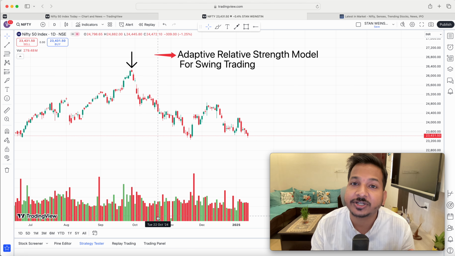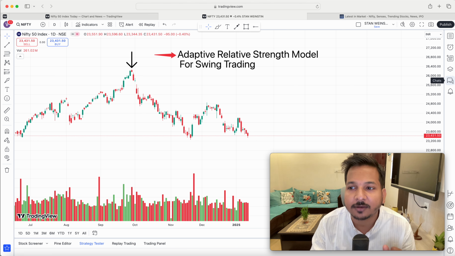Second thing, we will use tradingview.com. Tradingview.com is best for charting. We will use tradingview.com, not the TradingView available in your Zerodha and Groww. We will use tradingview.com in your browser, Google Chrome or Safari, wherever you are using.